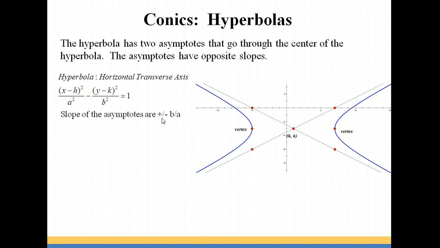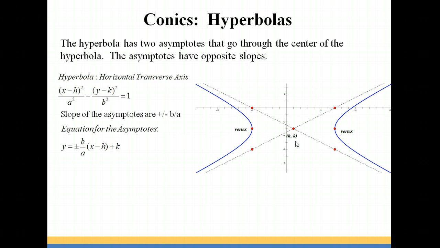And they both go through the center, so once you have found your center, then you can just use your rise over your run and go in all 4 directions and find 2 asymptotes with at least 2 or 3 points on each one of them.